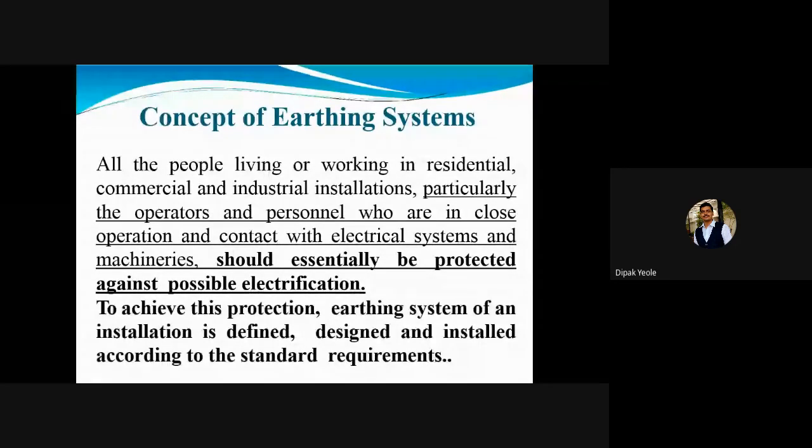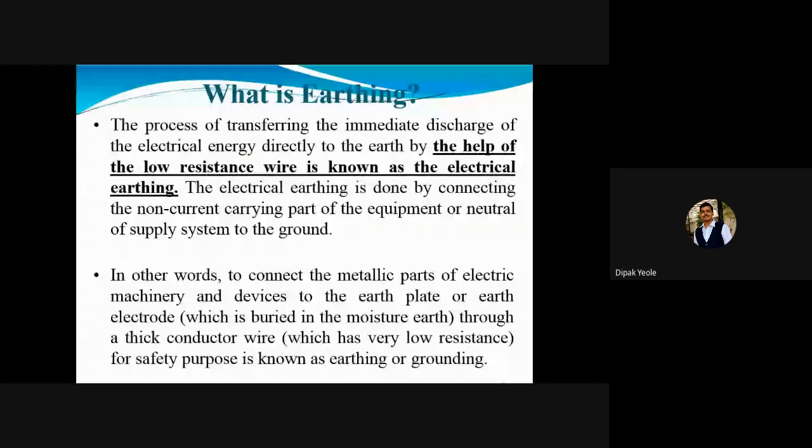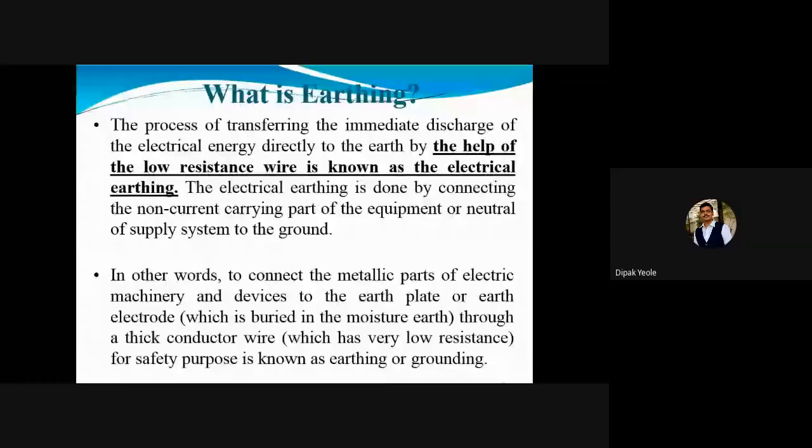So this is the concept of earthing system. Now we are interested in what is earthing. The process of transferring the immediate discharge of electrical energy directly to the earth, with the help of a low resistance wire, is known as electrical earthing.